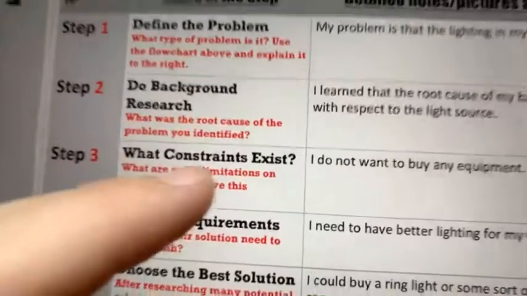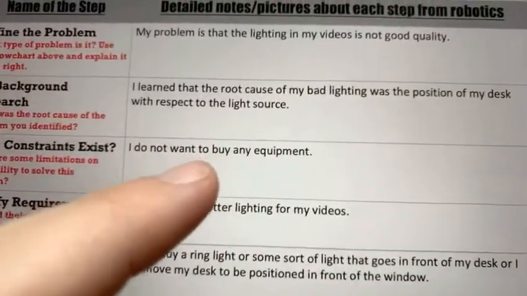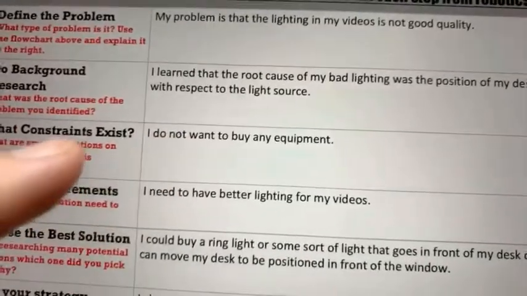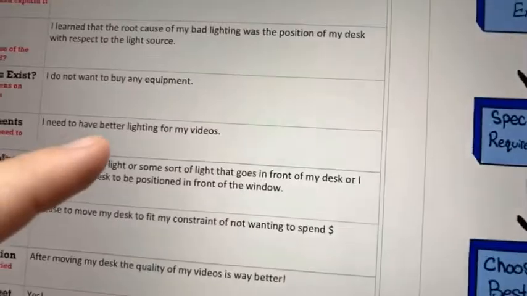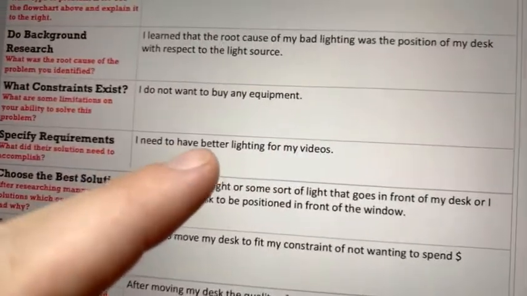So now that I know the root cause of my lighting issue in videos was the angle to the light source, I'm going to then go on to the next step in the design process. Next, I have to figure out what constraints exist. So the limitations for me to solve it is I don't want to buy any equipment. So I have to do this without purchasing something like a ring light. So my requirement is to just have better lighting. As long as I improve the lighting, I am happy.